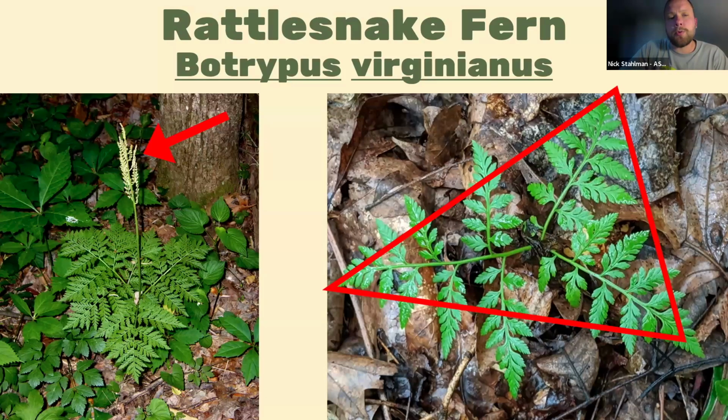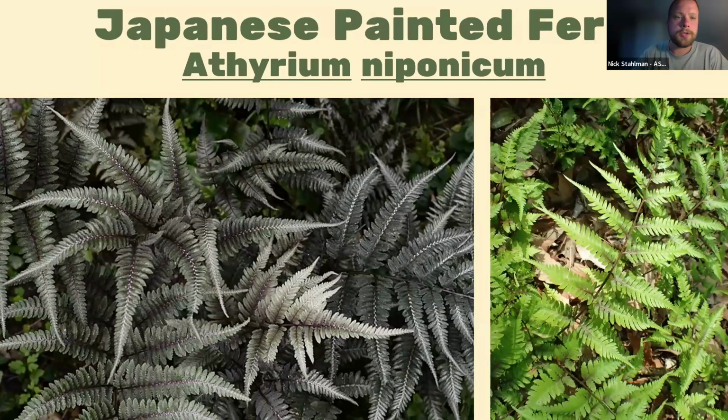I did put a bonus in here because I do get questions about this one a lot. If you have any idea, this is probably not native with a name like Japanese painted fern. However, some of you have probably seen this. Some might call it ghost fern. This is around 12 to 30 inches. It is often planted, and you'll find these available in nurseries. It is a cultivated variety that we generally buy.